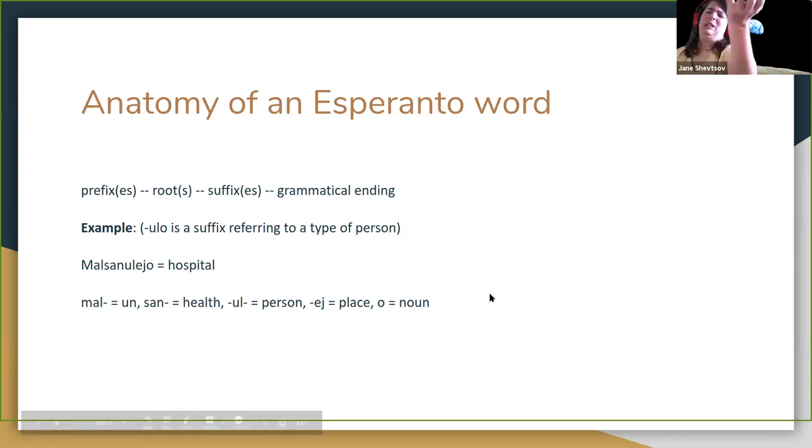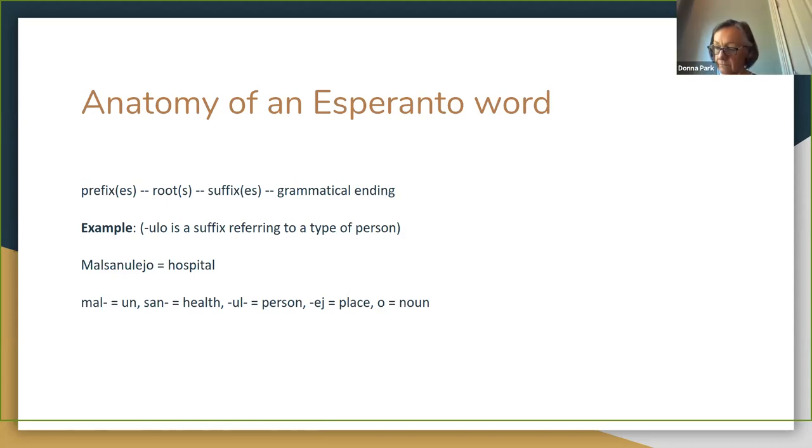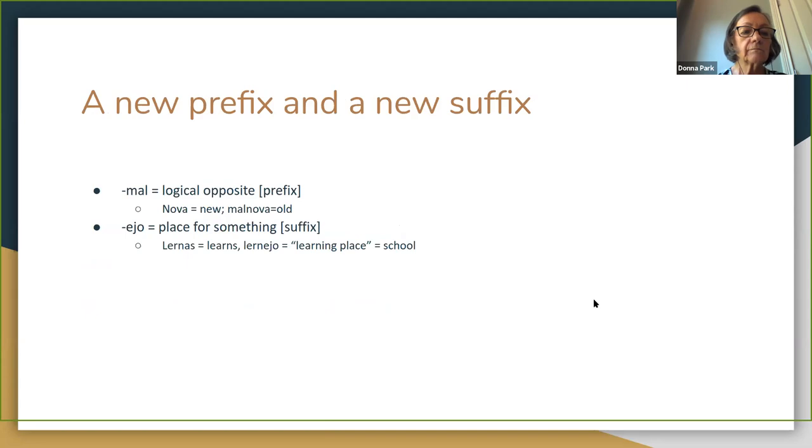In order to do this, you need to know some prefixes and suffixes, and they are important to learn because they increase your vocabulary so much for so little investment. Oh, I should have put the hyphen in the right place on this one. It should be at the end. So, mal is a prefix. This means the logical opposite of something. So if nova means new, malnova means old. And you've just seen malsana, unhealthy or sick.